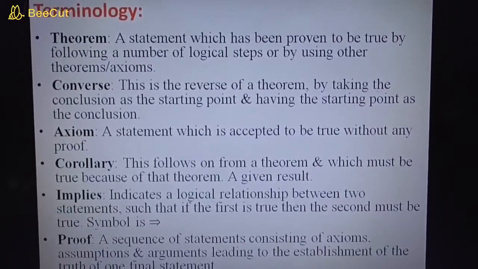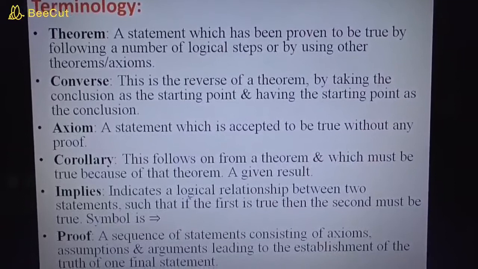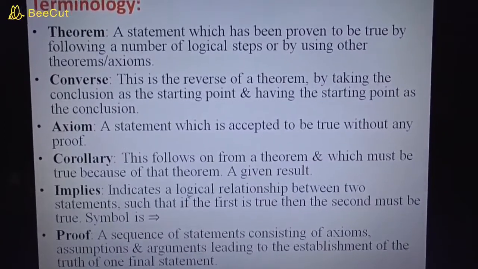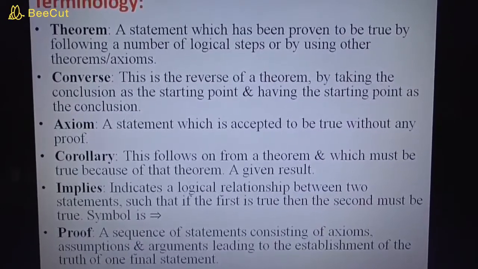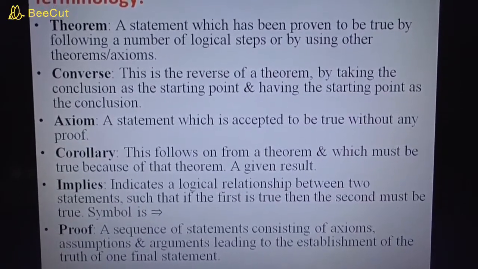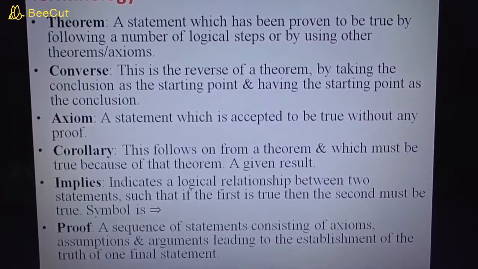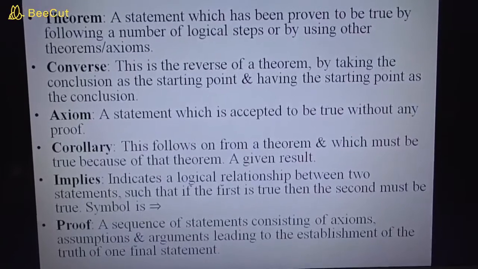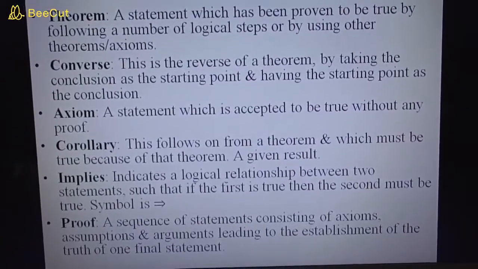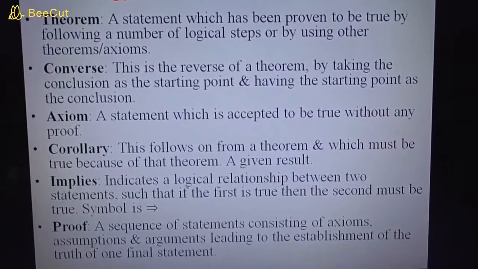The converse of a theorem is just the reverse of a theorem. By taking the conclusion as the starting point and having the starting point as the conclusion, you're just reversing around whatever the theorem states. For example, there's a theorem that states if two sides of a triangle are the same, then the triangle must be isosceles. The converse of that would be in an isosceles triangle, the two sides are the same. It's just the reverse of each other.